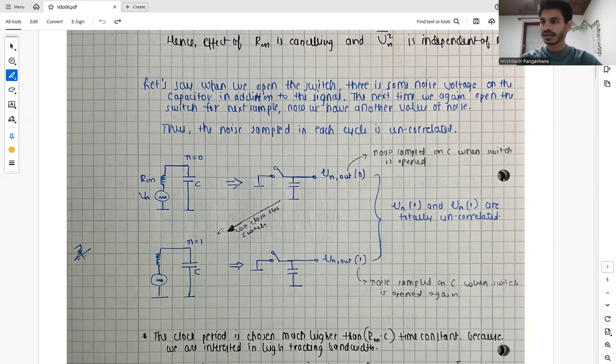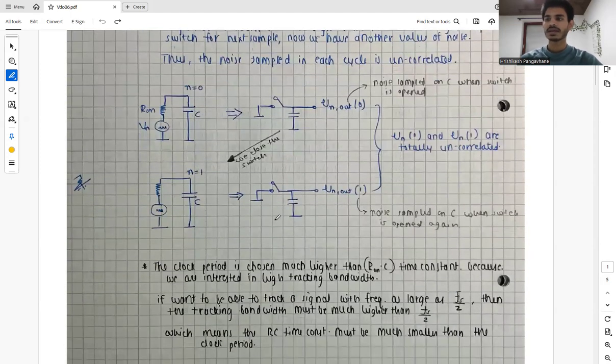And when we again close the switch for the next cycle, the capacitor will again be sampled with noise. And again, when we open, we have some sample of noise on the capacitor, and the noise sampled on C when the switch is opened again is basically Vn out of 1. So we are saying that this quantity Vn of 0 and this quantity Vn of 1 are totally uncorrelated, right?